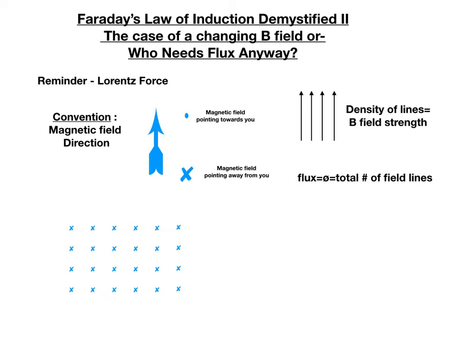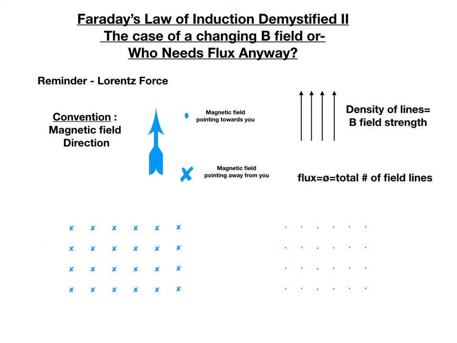A few slides to remind you about terminology and concepts we used in the first video, the magnetic field and the Lorentz force. The magnetic field is described by magnetic field lines, where the direction of the magnetic field is the direction of the arrows and the density of the arrows reflects the strength of the magnetic field. It's a convenient way to show where the field is pointing and how strong it is.